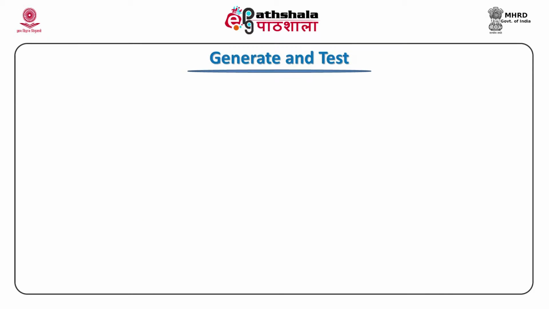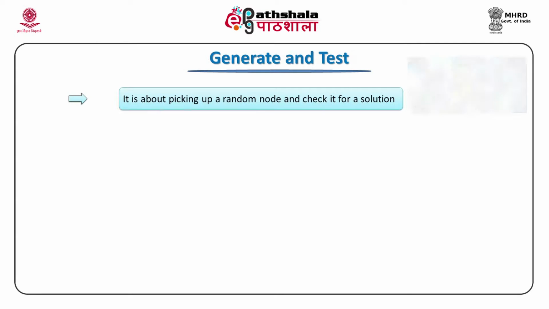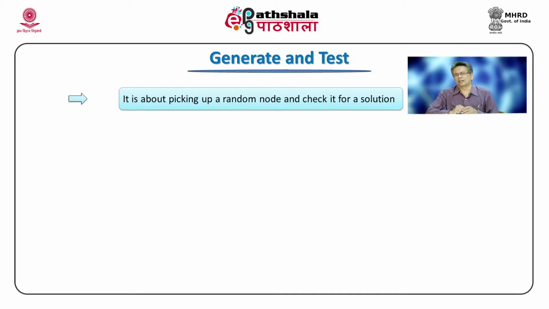Now, let us talk about the first method. It is called generate and test. It is about picking up a random state and checking if it is a solution. Surprising? We are doing it, in fact.